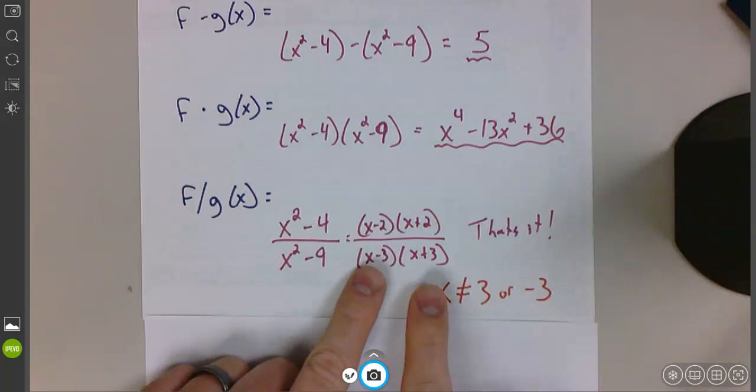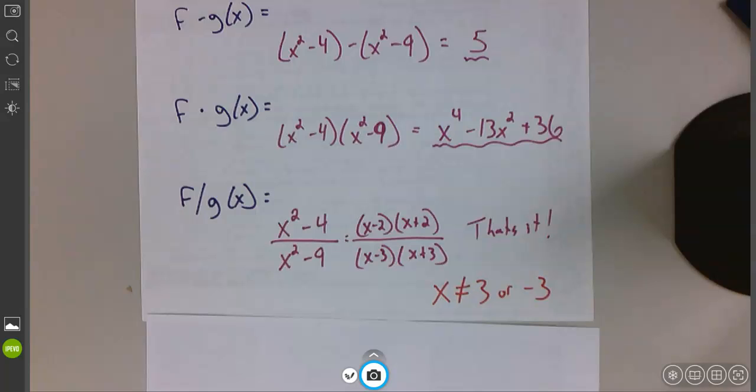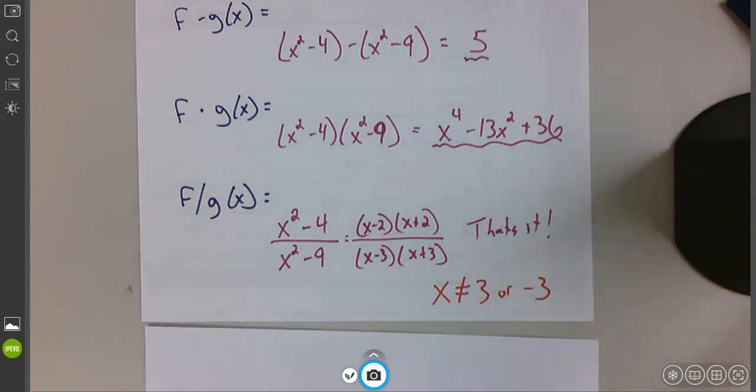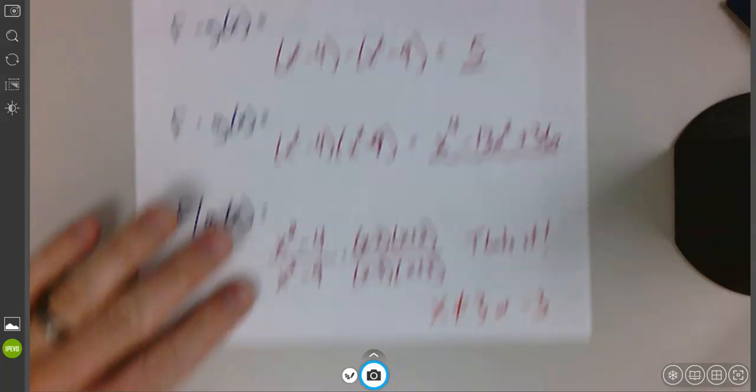And obviously, if you put in a 3 or a negative 3, you would be dividing by 0, and the world would explode. Your calculator would start smoking, and it doesn't work. You cannot do that. So sometimes you'll see the books put that together. So that's what they're talking about. Awesome. Those are the 4 basic operations of functions.